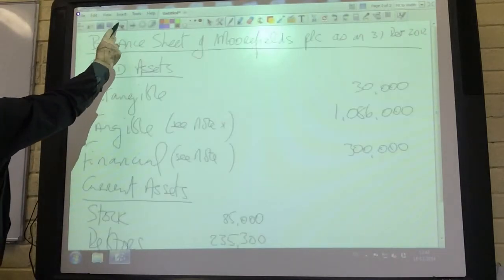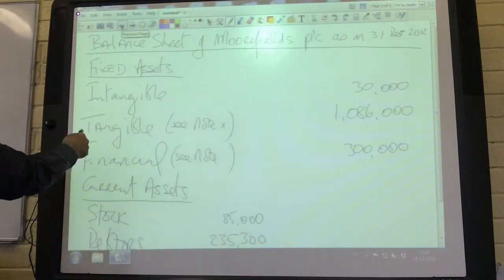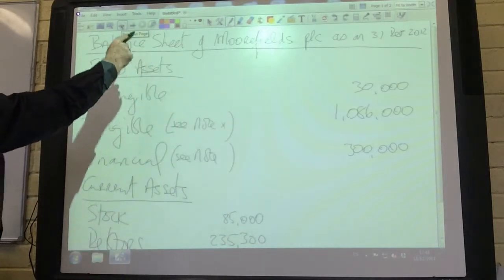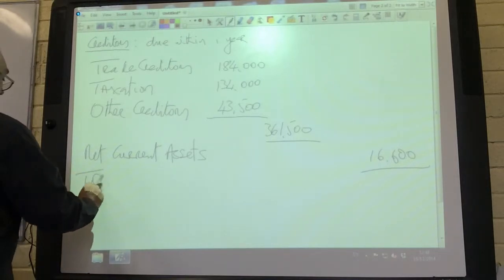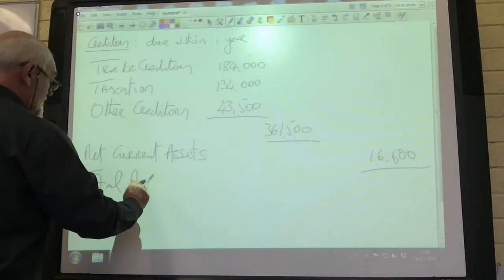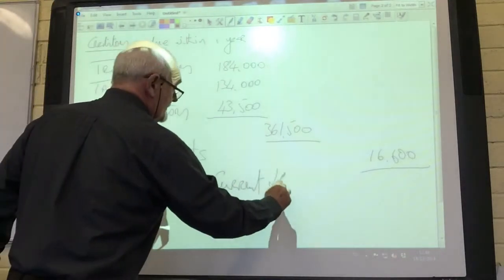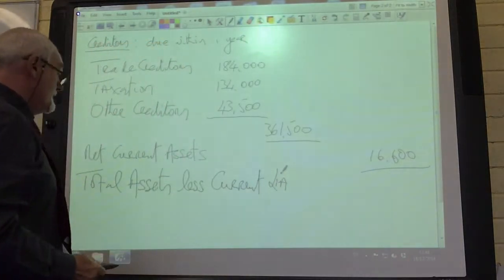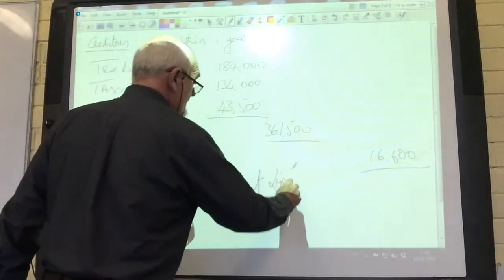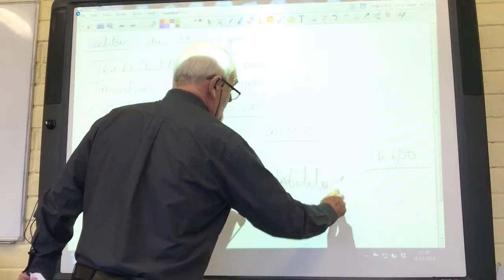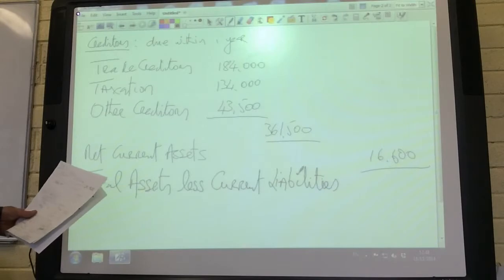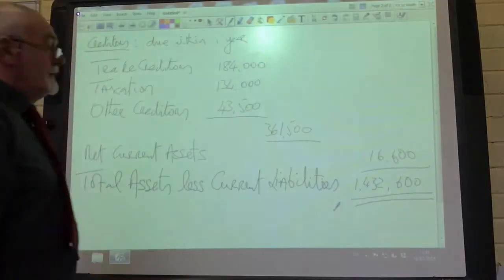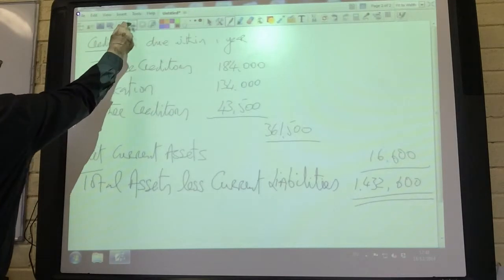So now we have our intangible fixed assets, our tangible fixed assets, the financial fixed assets, and the net current assets, and that gives us then our total assets less current liabilities. Again, that's the terminology of published accounts. It's total assets less current liabilities. You may be used to calling that net assets or total net assets, but again, total assets less current liabilities, and that's 1,432,000.